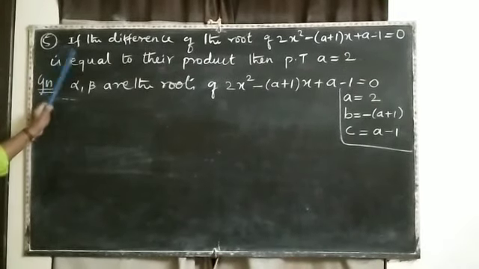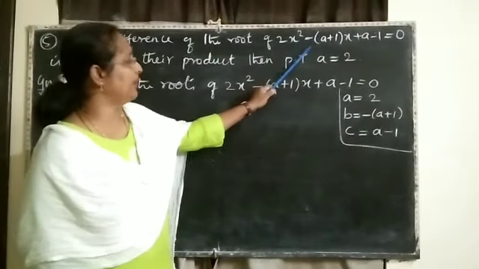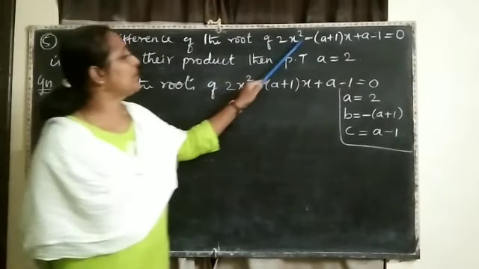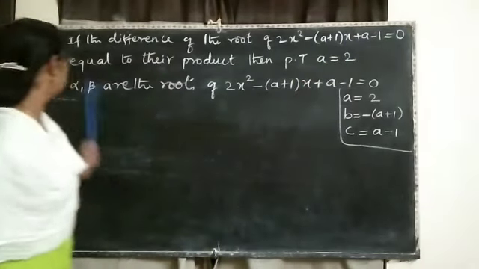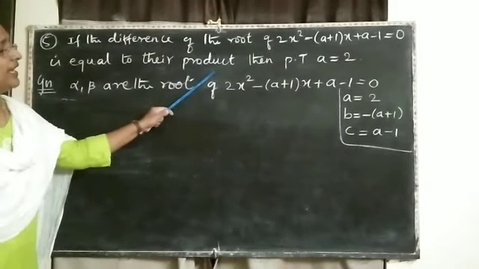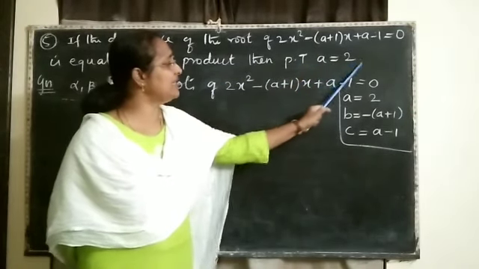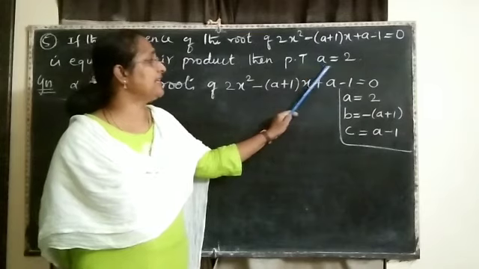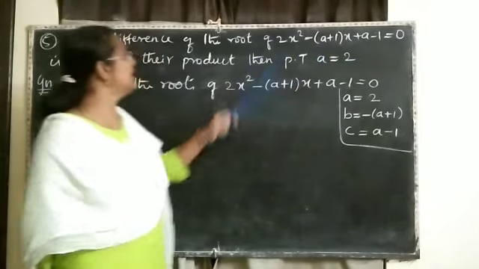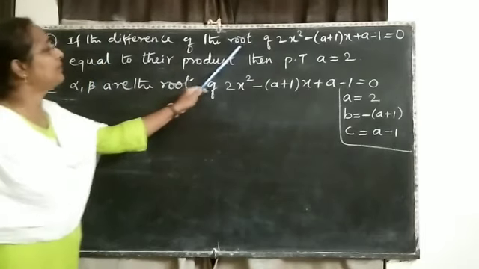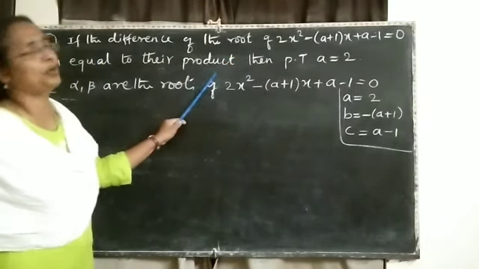Okay students, let's discuss this fifth sum. If the difference of the roots of this equation, 2x squared minus (a + 1) into x plus (a - 1) equal to 0, is equal to their product, then prove that a is equal to 2. This is the final result we have to prove, that a is equal to 2. In order to prove this result, we have to use the clue that the difference of the roots is equal to their product.